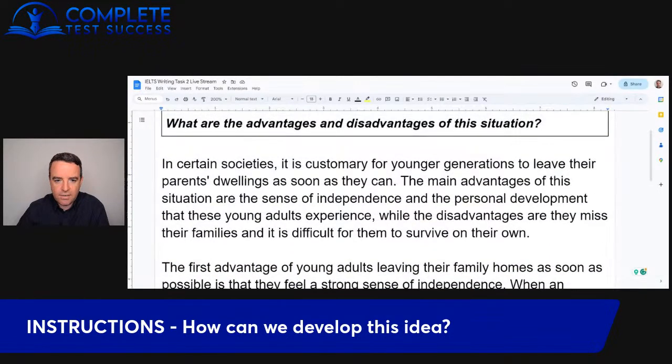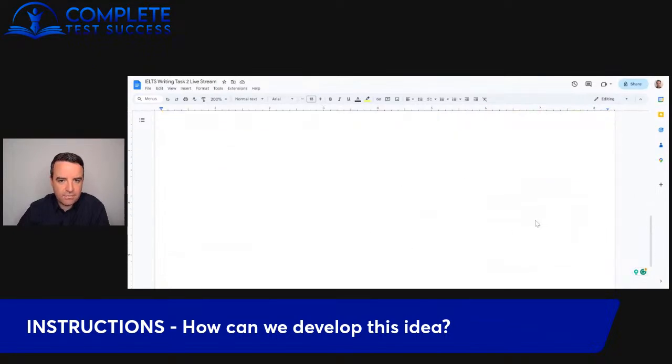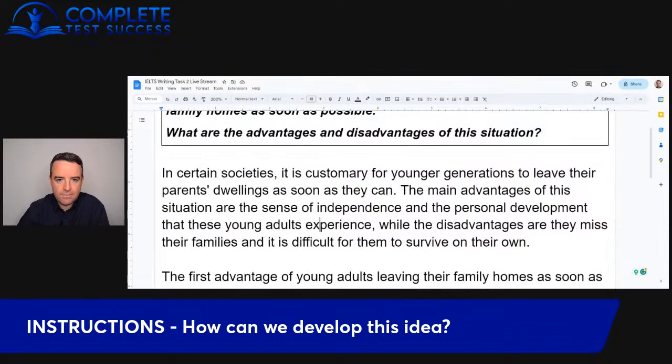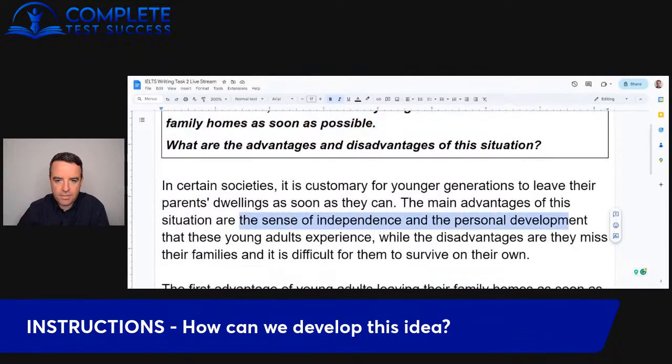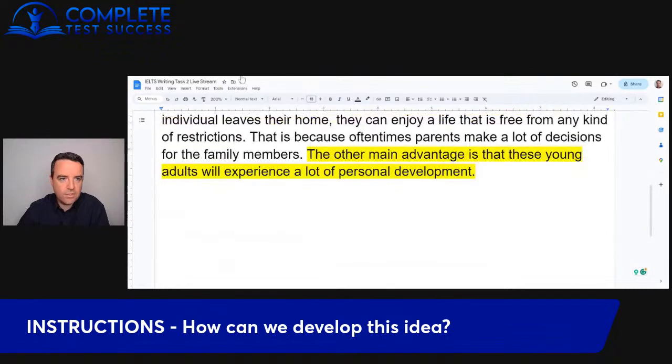After that, we need to write another paragraph with the same idea again, but we're focusing on the 2 disadvantages. And then in the conclusion, we'd basically need to repeat everything. So it would be very much the same information that we have here, but repeated again. So it would be, in conclusion, the advantages of young people moving out of their homes as soon as possible are, and then you would repeat those, while the disadvantages are these. So the conclusion would be pretty much the same thing again.